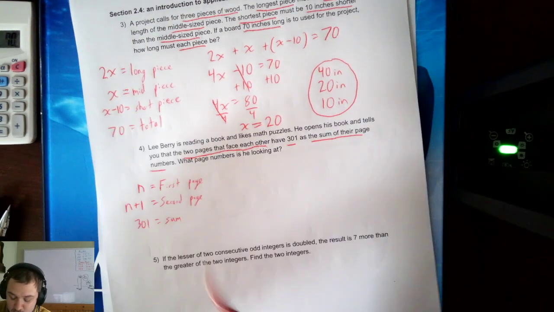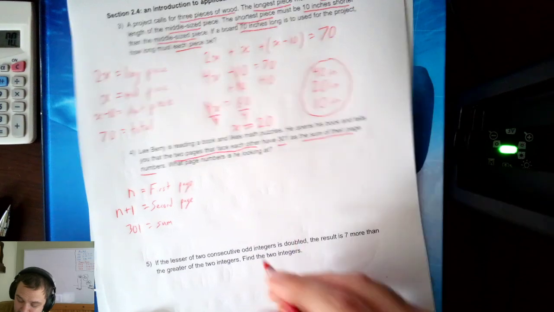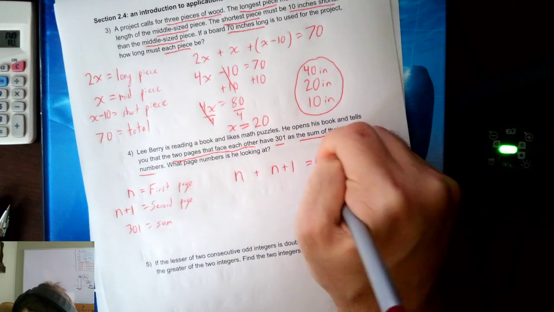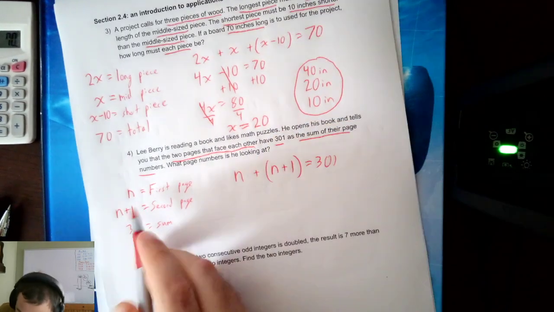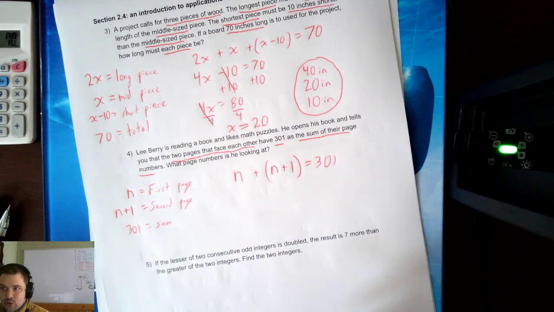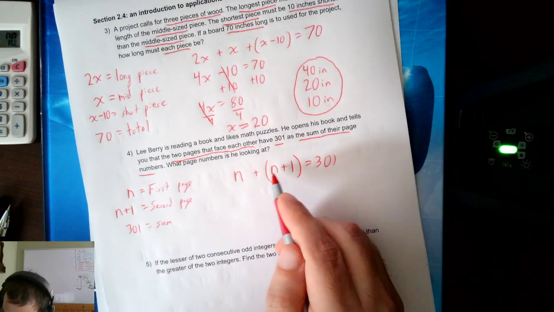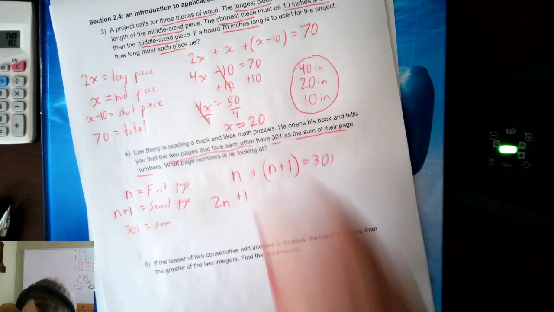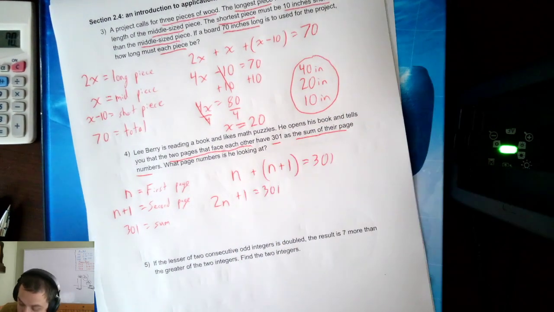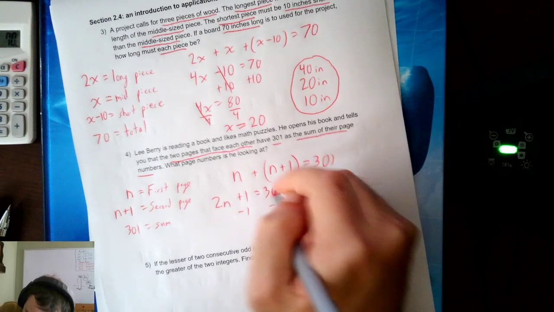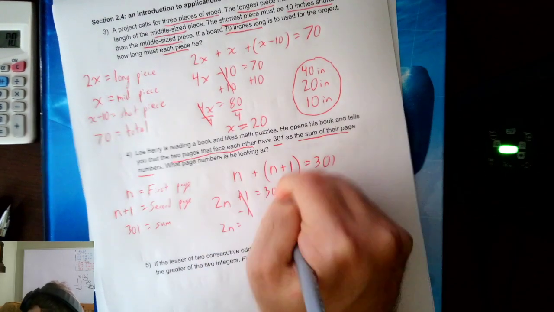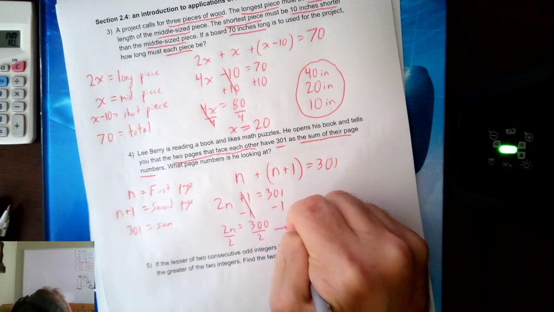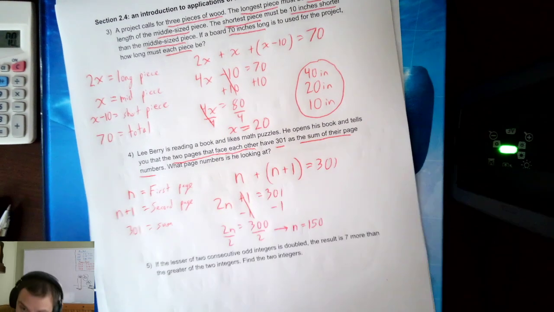Now, n and n plus 1 have a sum of 301. That's what the question tells me. So when I write my equation, I'll write n plus (n plus 1) equals 301. I like to put parentheses around groups, though you don't need them because they're not relevant. N plus n is 2n, plus 1 equals 301. I've got to get n alone, so I'll subtract 1 from both sides. That leaves me with 2n equals 300. Divide by 2 tells me n is equal to 150.